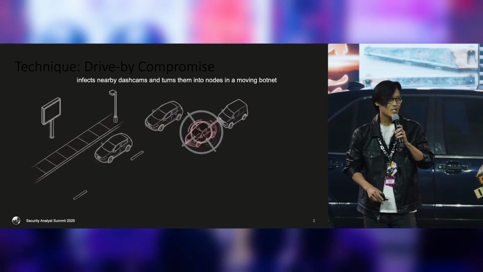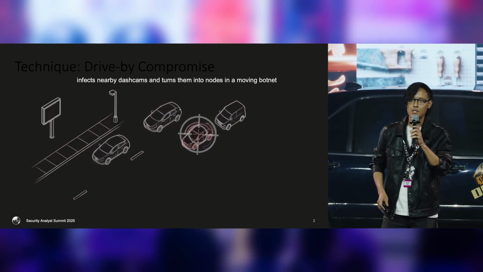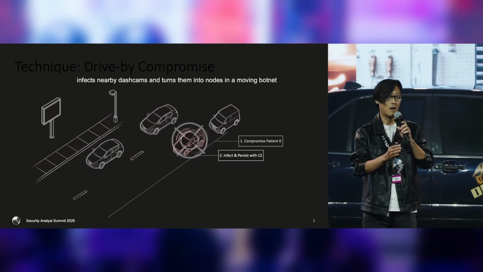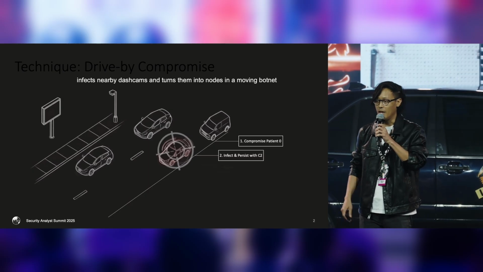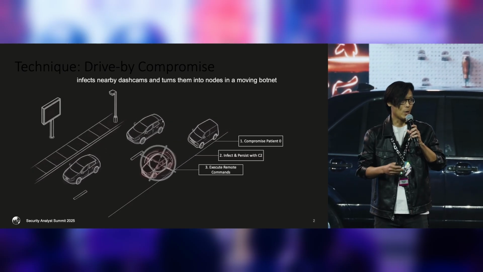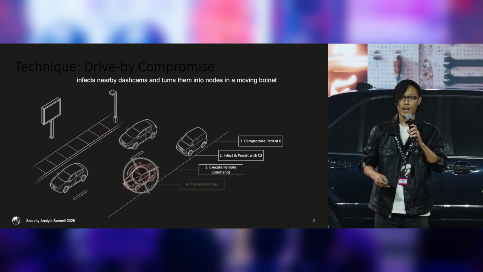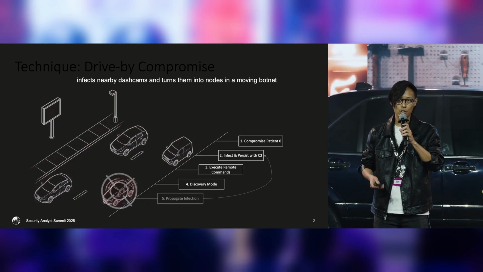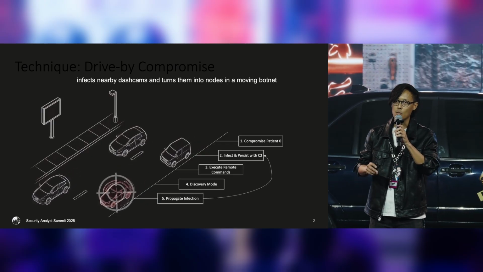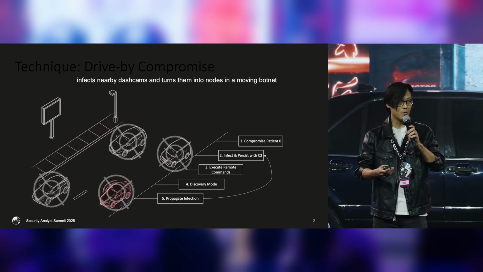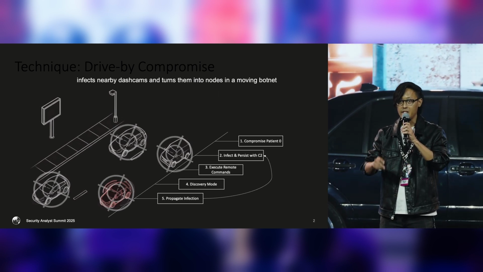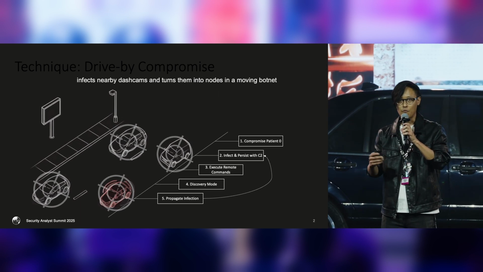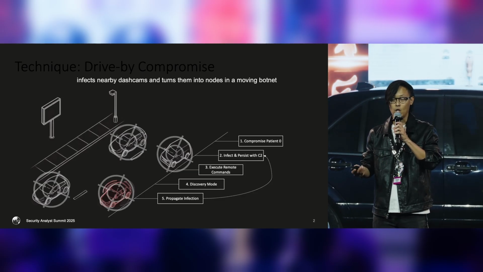Over the past few months, we bought over 20 dash cameras to check whether they are insecure or secure. And we distilled some of our findings into an attack technique we call the drive-by compromise, which is a literal wordplay on drive-by downloads, where we first compromise vulnerable dash cameras, infect them with C2 scripts, and then tap on their mobility to form a roaming botnet on wheels.